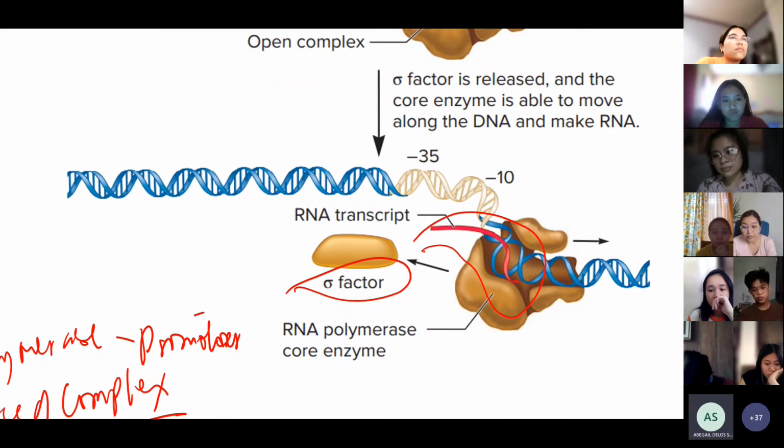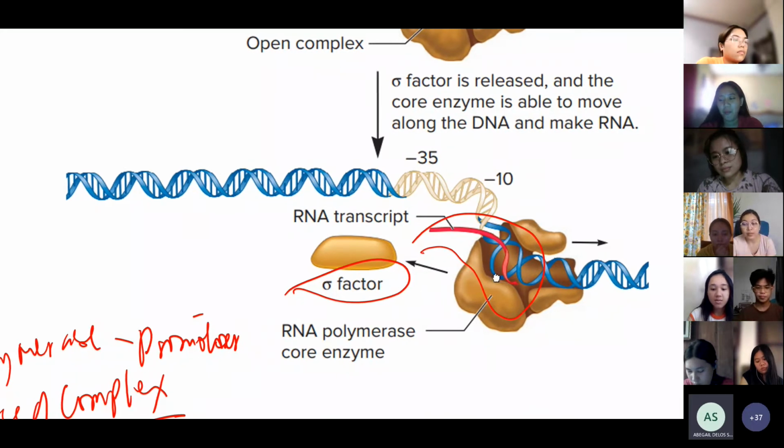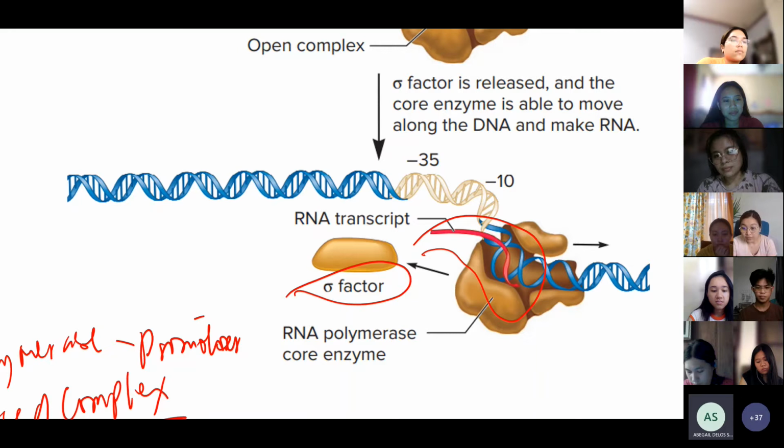It would then transition to the elongation phase. Once the sigma factor has been released, we would know that now is the time for elongation. And the core enzyme, our RNA polymerase, may now slide along the DNA to synthesize a strand of our RNA.